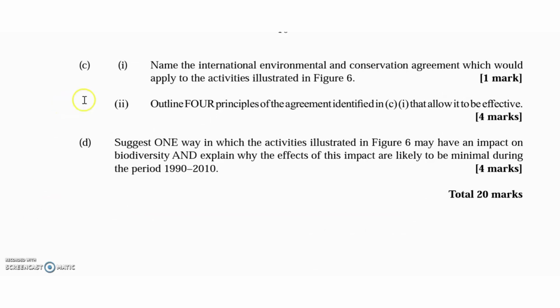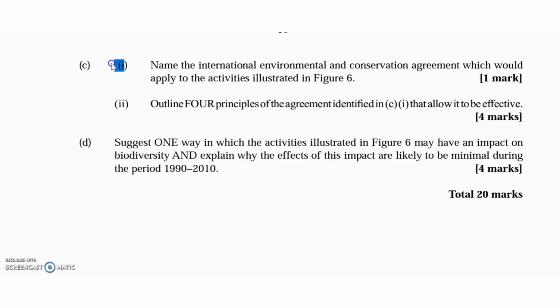Now, part C asks us to name the international environmental and conservation agreement which would apply to the activities illustrated in Figure 6. Students, when we are talking about seaborne oil trade, especially in coastal areas, this is something very unique, and it has to do with exportation, imports, and demands and supplies. However, the actual international environmental and conservation agreement would in fact be MARPOL, the Marine Pollution Convention, which is related to using best practices and also utilizing different technological inputs which can help to remediate the effects of pollution.